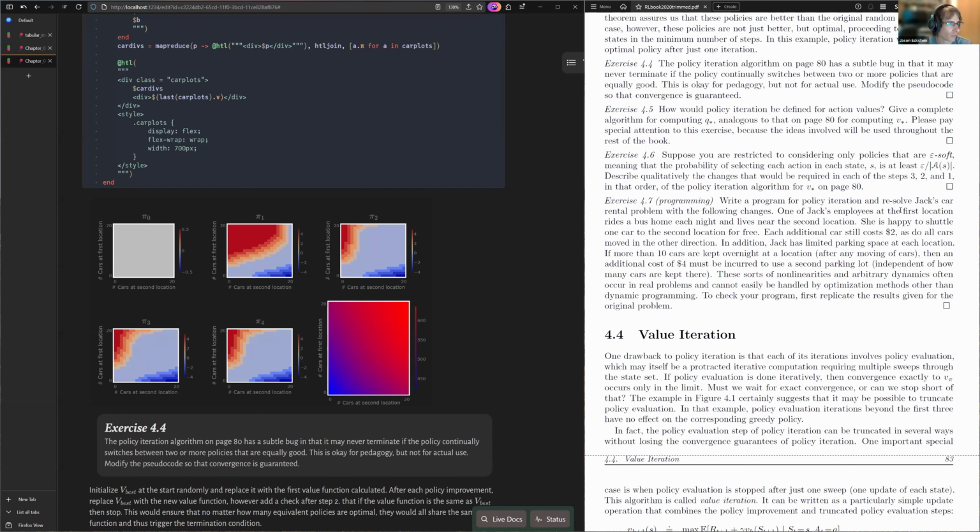there is an employee that rides a bus home and she can shuttle one car to the second location for free. So you now get one free transfer of a car from A to B if you want. Otherwise she'll just ride for free. And also we can only keep 10 cars. If we have more than 10 cars, we have to pay $4 to store any additional cars, right?